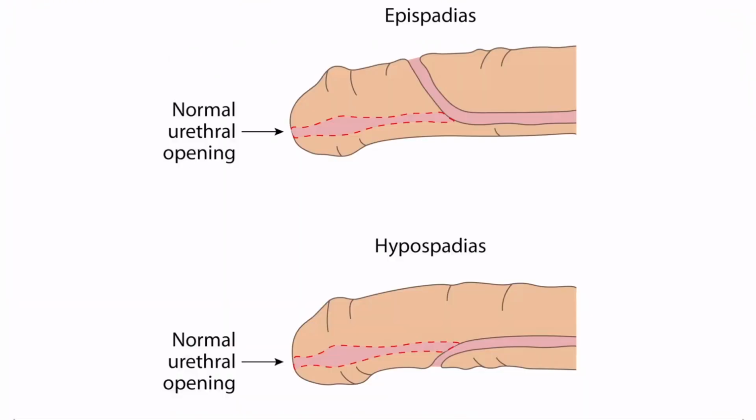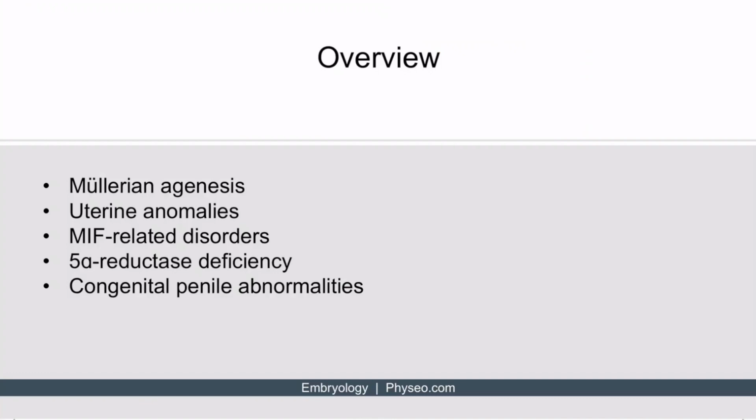Here's an image of hypospadias and epispadias. Like we mentioned, in hypospadias, the urethra opens on the bottom surface of the penis, so right here. And in epispadias, it opens on the top part of the penis, so right here. All right, now that we've covered the information, let's review with a question.